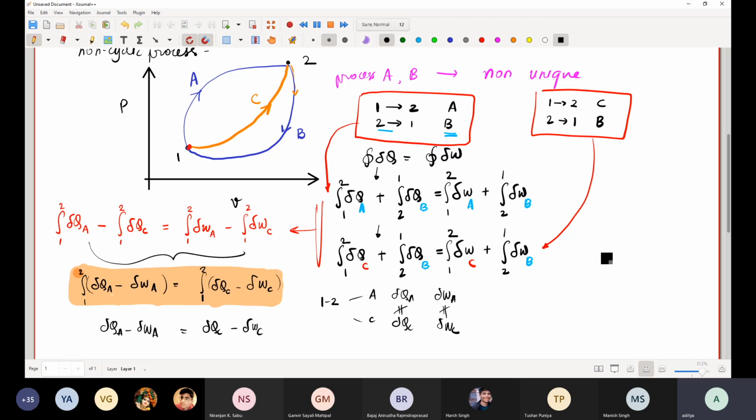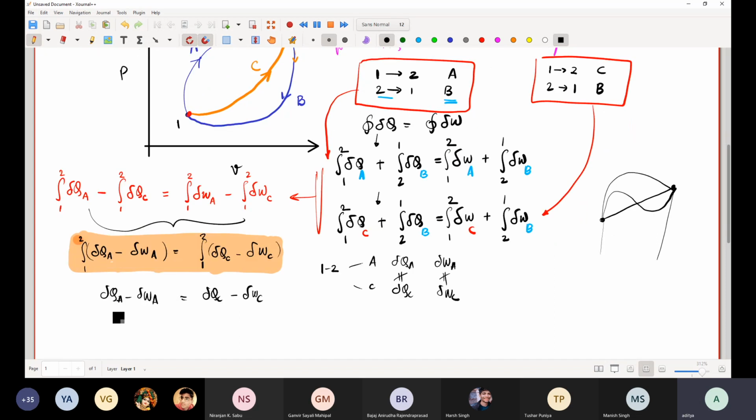Okay, someone may think that no, this integral is equal, meaning the area under this curve and the area under this curve can be equal, and this is not equal. But no, this is true for any arbitrary process A and any arbitrary process C, and this equality can therefore only hold true when the integrands themselves are equal.